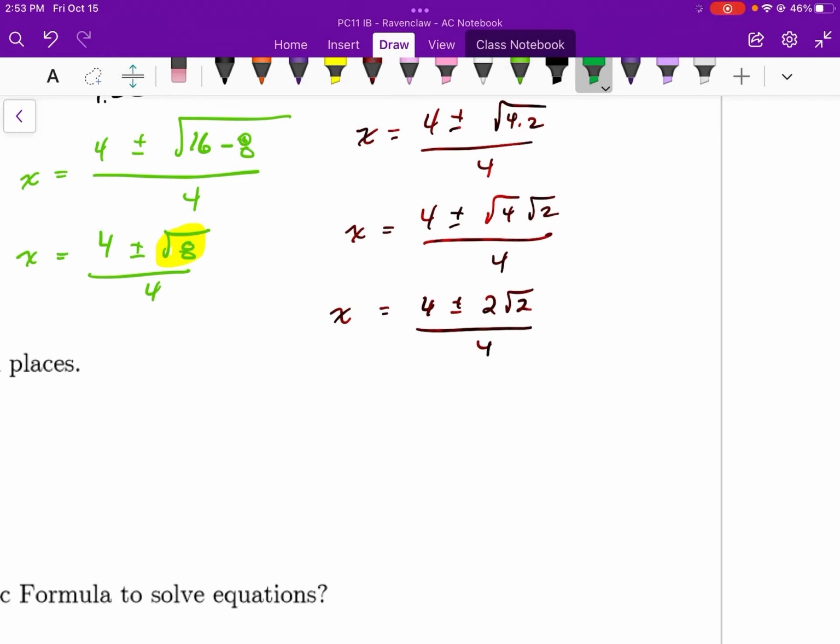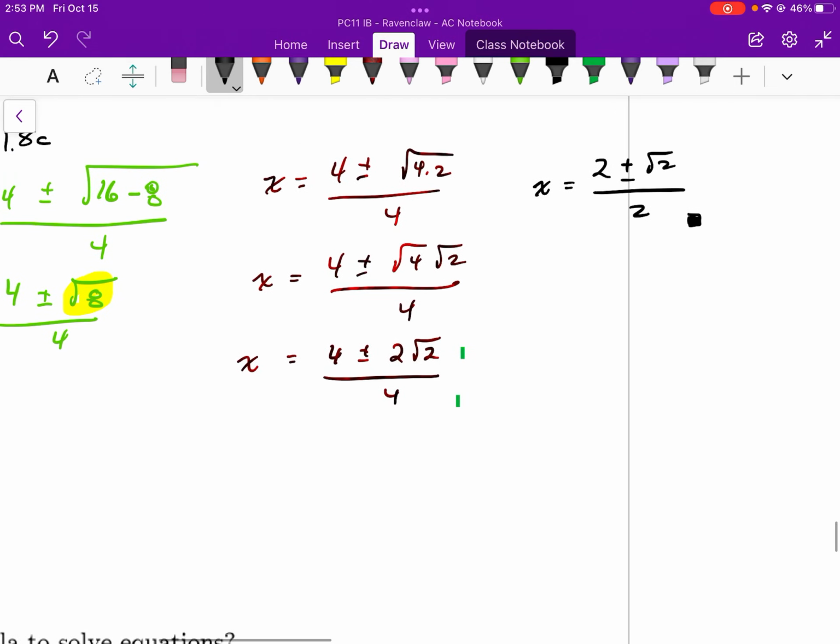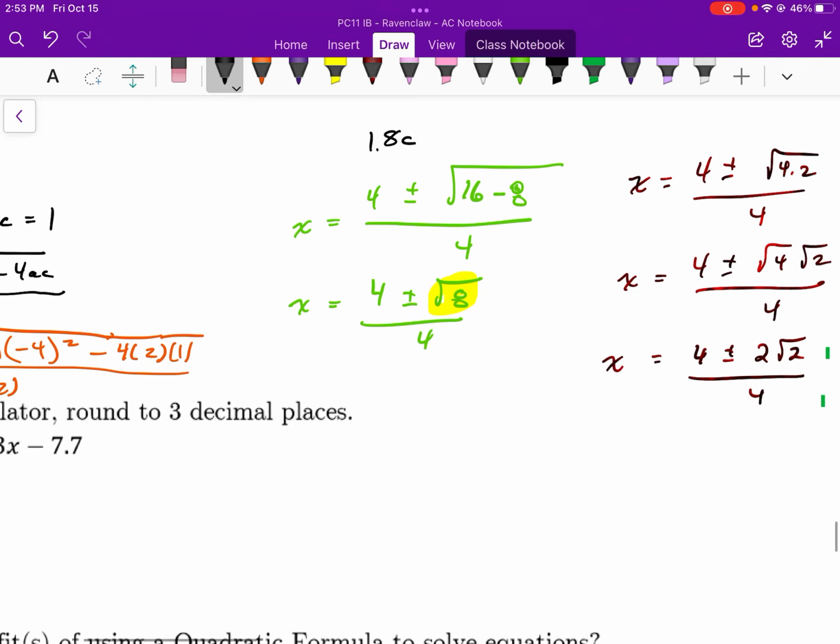And now what I notice is that both the top of my expression and the bottom of my expression have a factor of 2. So I'm just going to divide both top and bottom by 2. And this yields my result. So that's the solutions to this. Notice how these solutions are irrational. Not all the time will we have a rational solution.